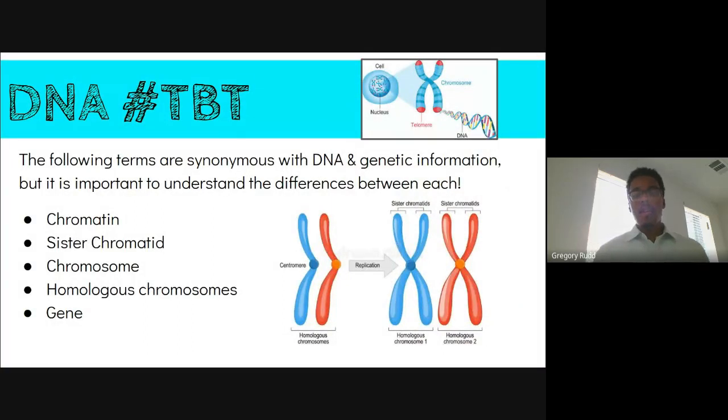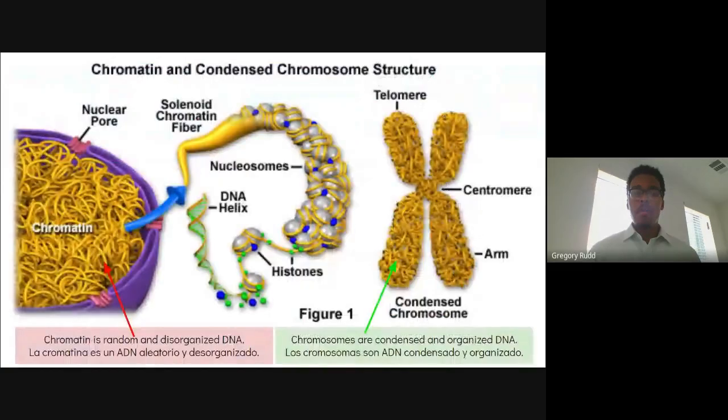Excellent job. All right, so again, more TBT, but the following terms are synonymous with DNA and genetic information, meaning they can be used interchangeably, really. But there are some important differences between them. We've got chromatin, sister chromatids, chromosomes, homologous chromosomes, and genes. That sounds like a lot, I know, so let's just talk about it a little bit.